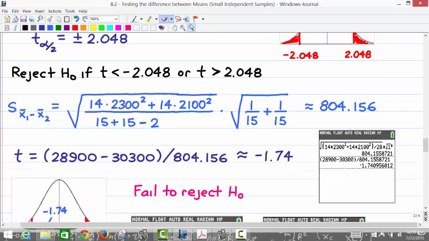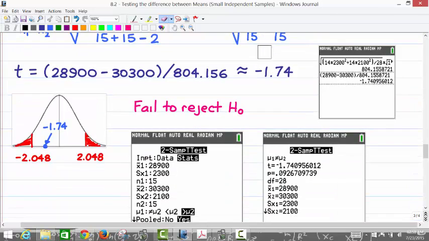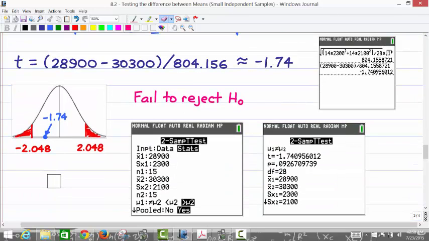All right, so negative 1.74 falls in the middle between those two critical values, which is the fail to reject zone. So we fail to reject that they are equal. So in other words, we don't have enough evidence to say they are unequal. And here's the two sample.